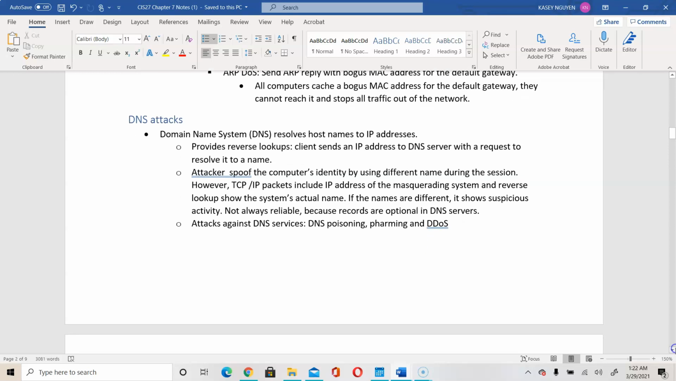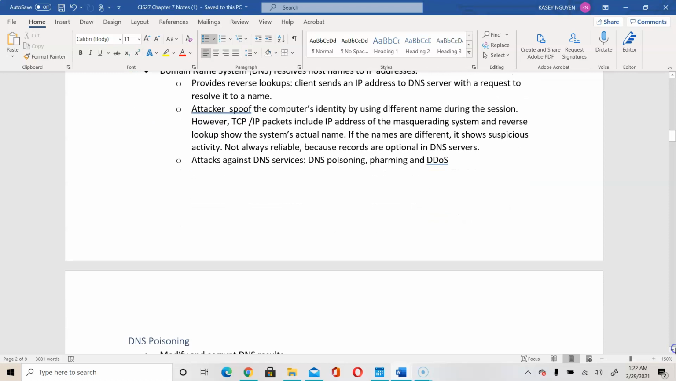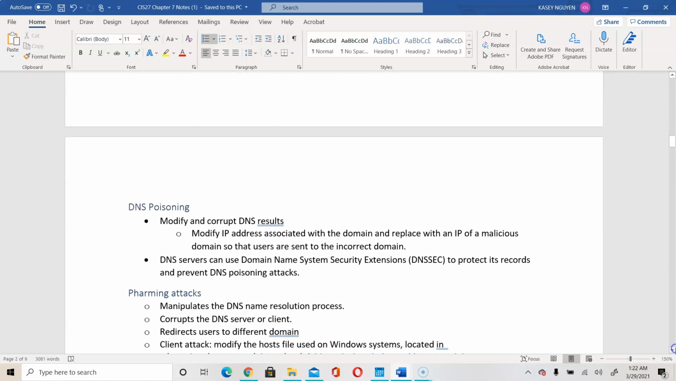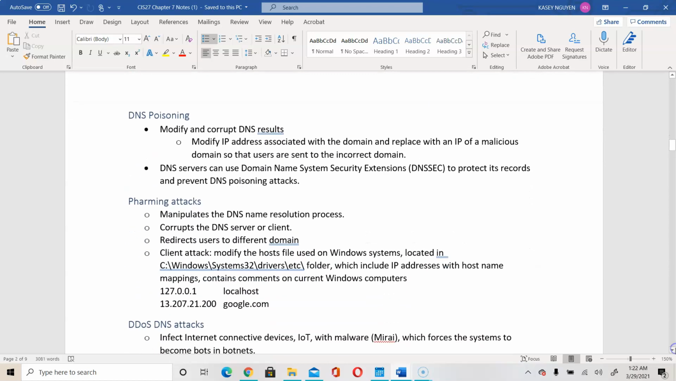So in the DNS attack, we would see DNS poisoning, farming, and DDoS. So on page 2, it talks about poisoning, which is when they modify or corrupt DNS results, modifying the IP address associated with the domain, like we touched on. A DNS server can use Domain Name System Security Extensions to protect this record, and we did a lab on that earlier on. So you can use DNSSEC to protect the records and prevent DNS poisoning attacks.